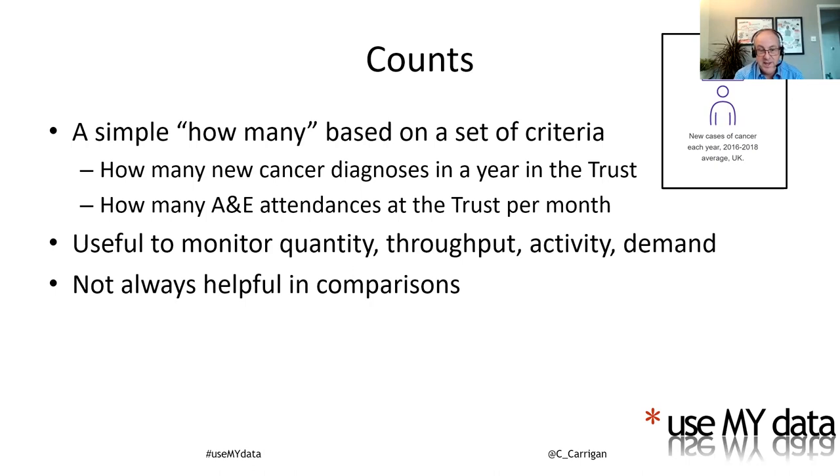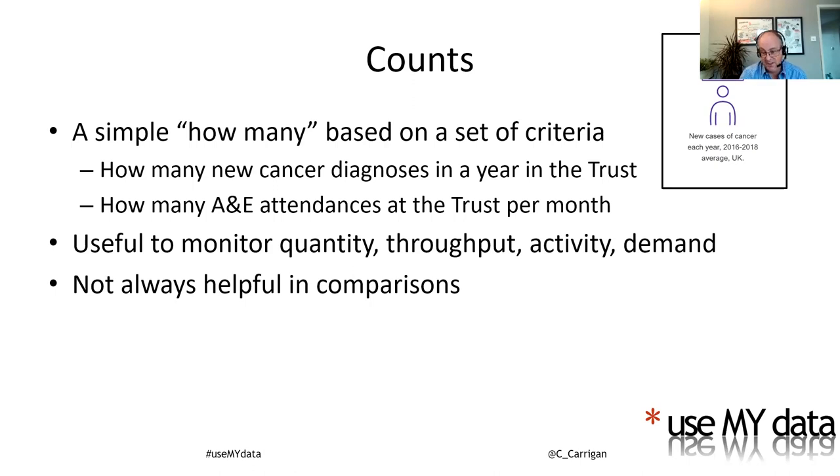So that's just a count. They're useful to a degree. You can look at volume. They're more useful in organizations which are affected directly by volume. So look at A&E, for instance. If you look at A&E attendance per trust per month, that's massively important for individual hospitals, so they can actually manage their work on a day-to-day basis.